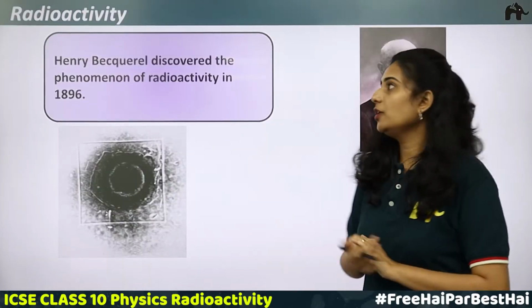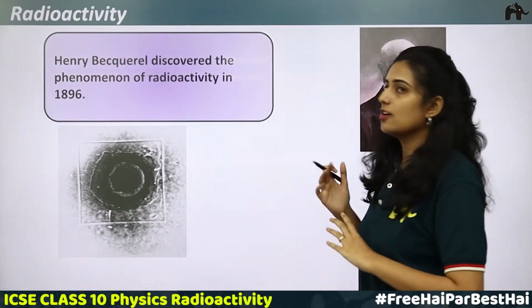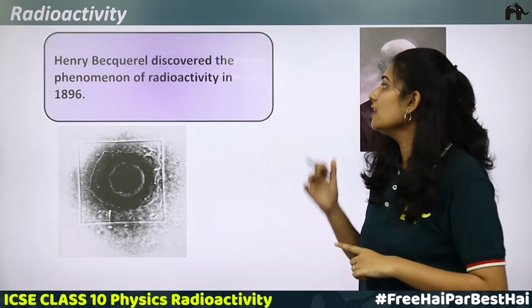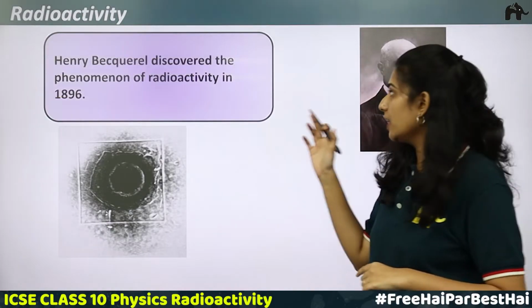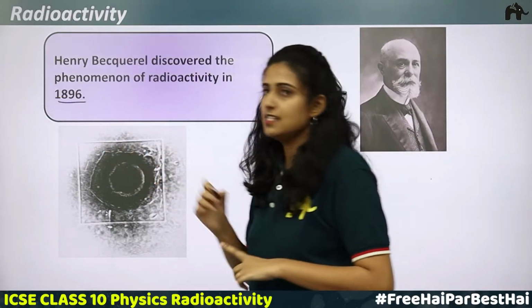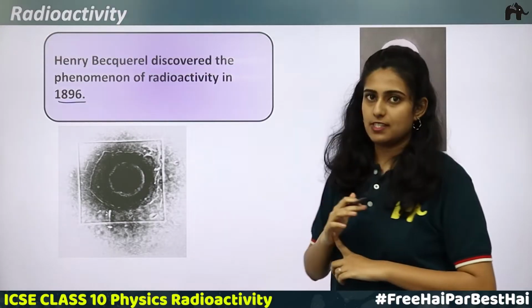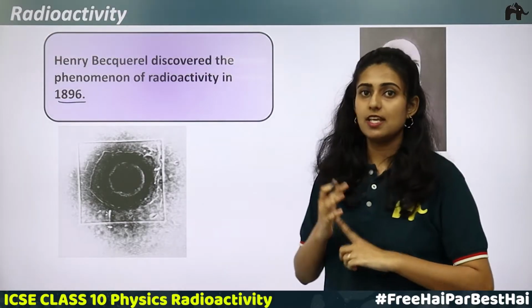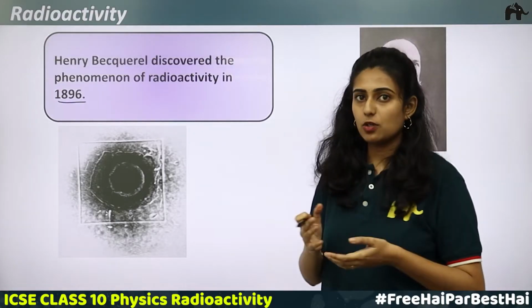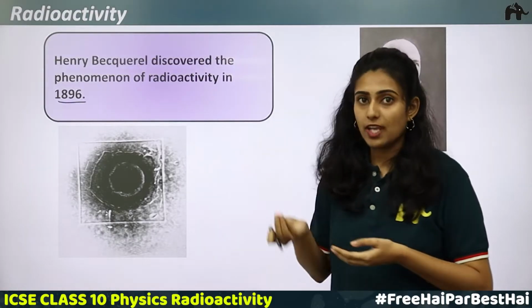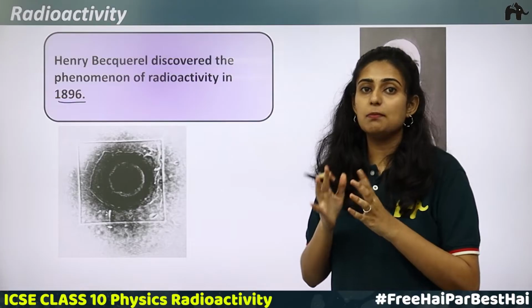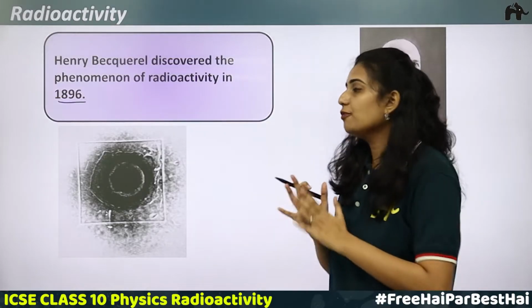Now let's move on to radioactivity. Henri Becquerel is known as the father of radioactivity. He discovered the phenomenon of radioactivity in the year 1896. He was an experimental physicist, a French physicist. One day, in a dark room, he took some uranium salt, wrapped it inside black paper, and kept it on a photographic plate.